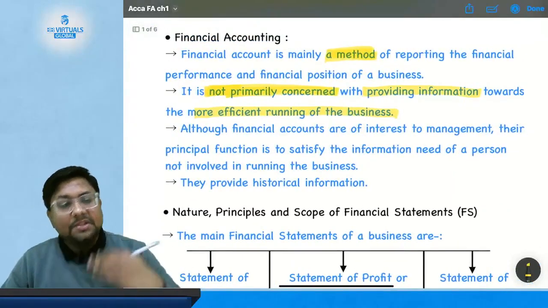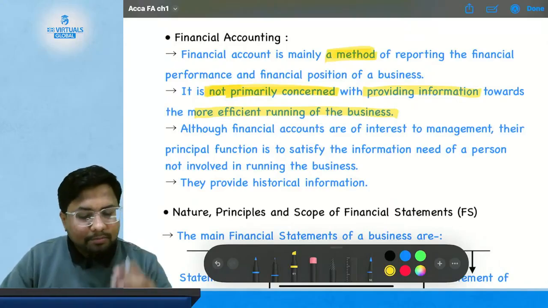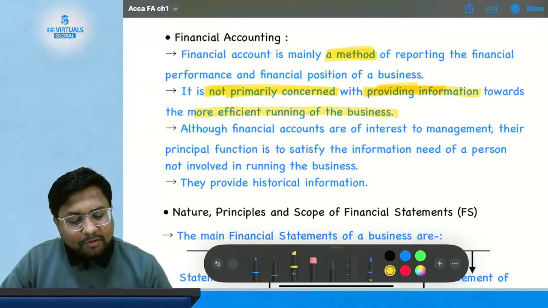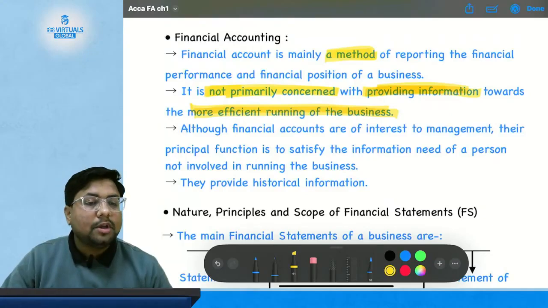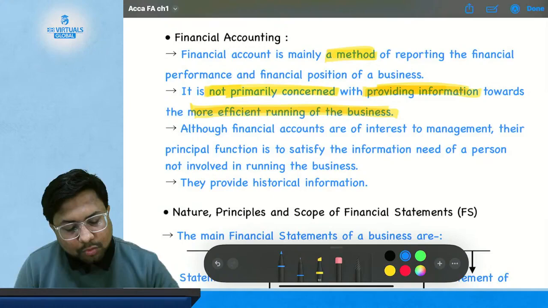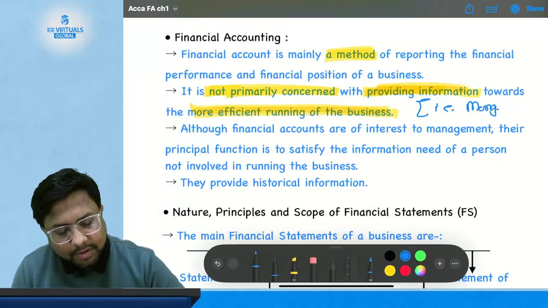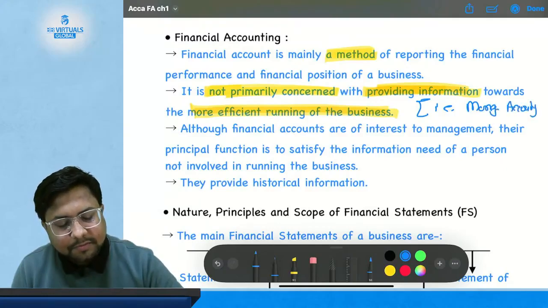Management accounting has that function. It is not the primary concern of financial accounting to provide information towards a more efficient running of the business. Who is concerned with this function? That is management accounting.